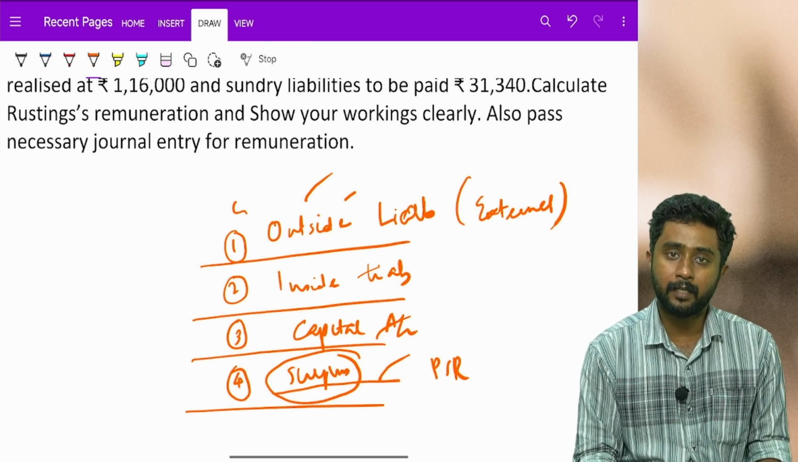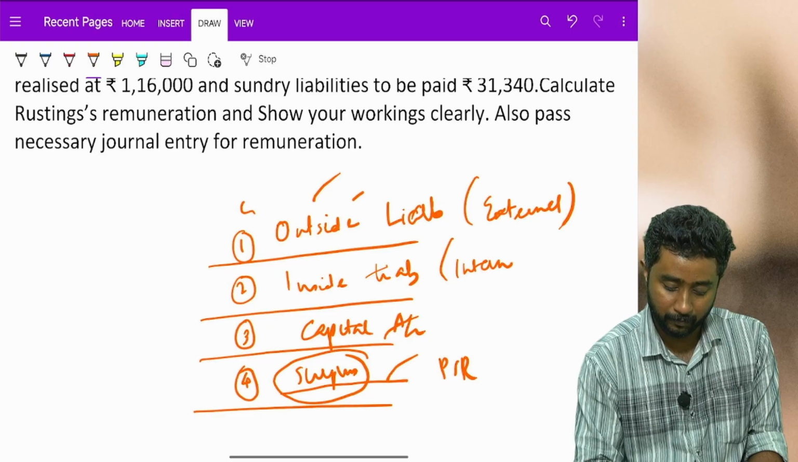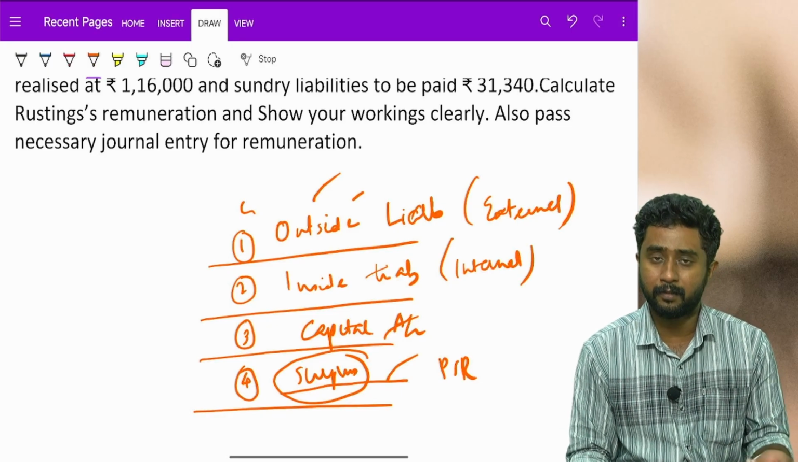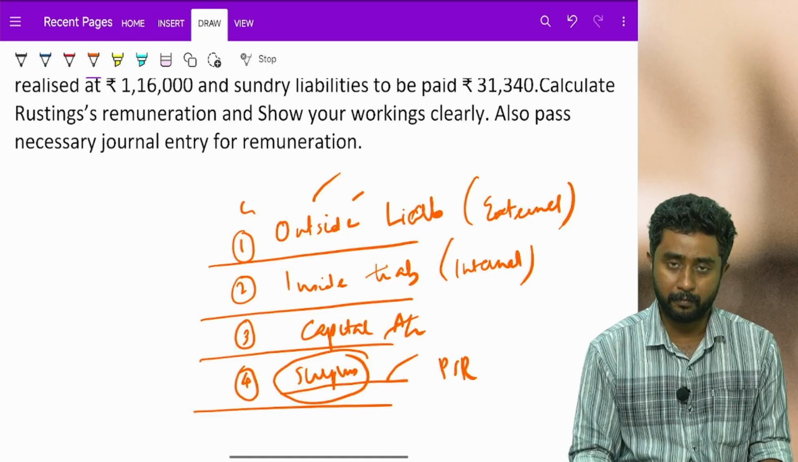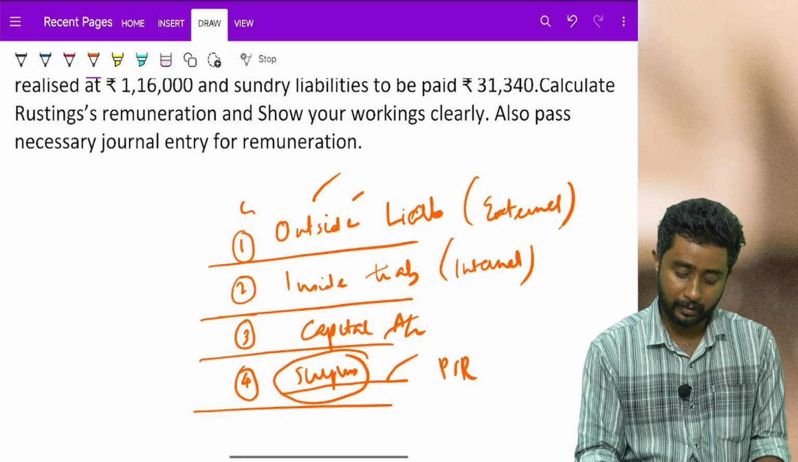Now comes the internal liabilities, also known as inside liabilities. Internal liability means sometimes partners themselves may give a loan to the firm in crucial situations. So those loans come under the second category, inside liability.